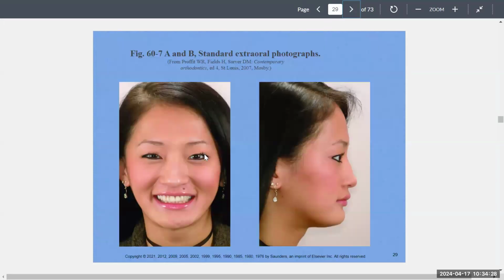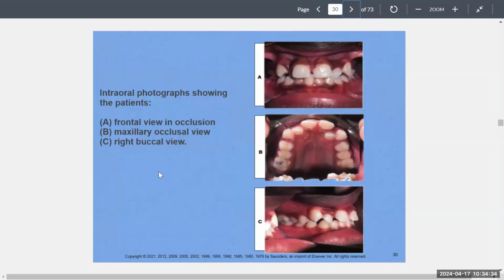Okay, again, these are extraoral photographs of how this patient looks from the side and front. And these are your intraoral photographs. This is a frontal view, a maxillary occlusal view with the mirror on the bottom, and a right buccal view. All of these are done with mirrors.